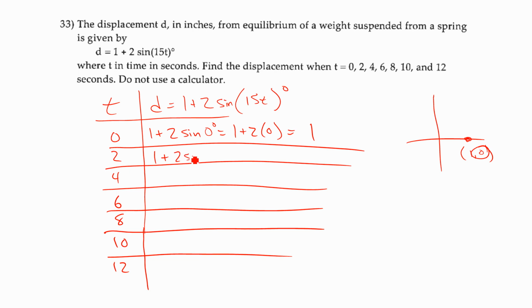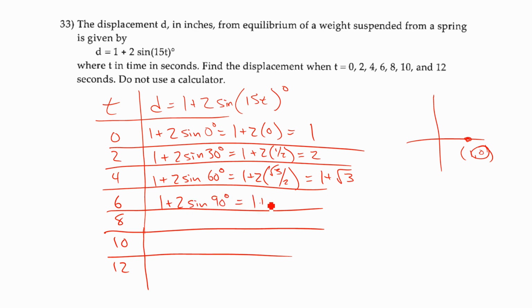1 plus 2 times the sine of 15 times 2, which is 30 degrees. The sine of 30 degrees is 1/2. 2 times 1/2 is 1, and 1 plus 1 is 2. 1 plus 2 times the sine of 15 times 4, which is 60 degrees. 1 plus 2 times the sine of 60, which is root 3 over 2. The 2's will cancel out, and we'll get 1 plus root 3. 1 plus 2 times the sine of 90 degrees. The sine of 90 degrees is 1. 1 plus 2 is 3.